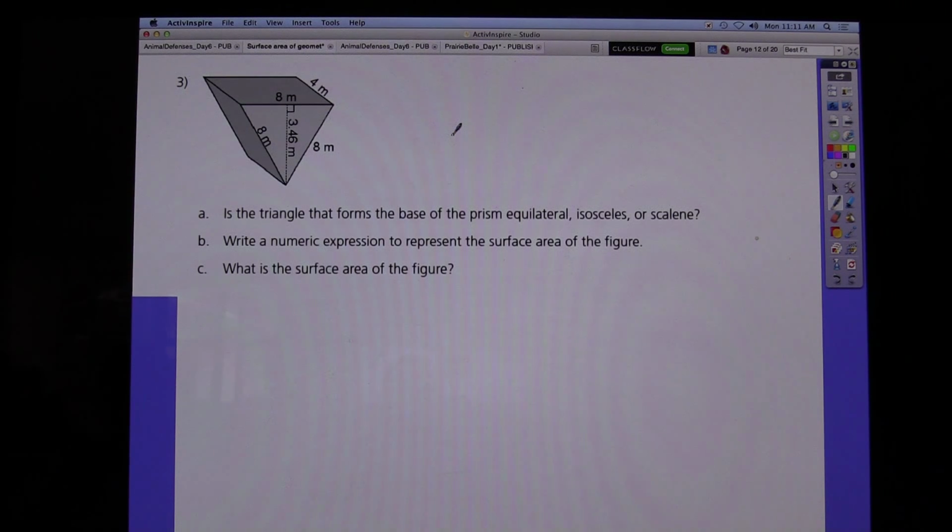Now it says here, is the triangle that forms the base of the prism equilateral, isosceles, or scalene? I'm going to use what I know about the definitions of those words to figure it out. I know that equilateral means all the sides are the same length. Isosceles means that two sides are the same length. Scalene means that all three sides are different lengths. And when I look at this one, I see it says 8 meters by 8 meters by 8 meters. So because they're all the same, they're all equal, this is an example of an equilateral triangle.